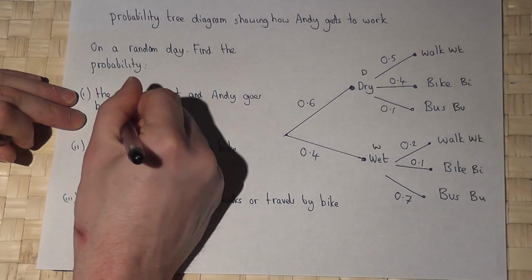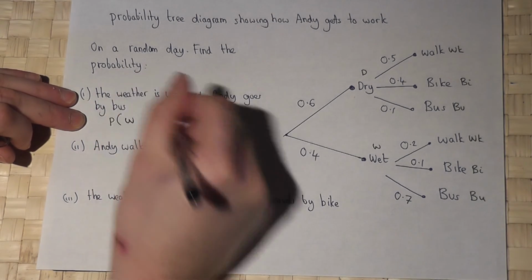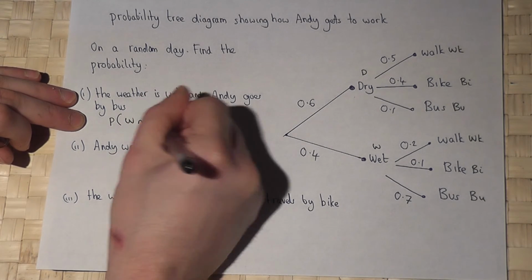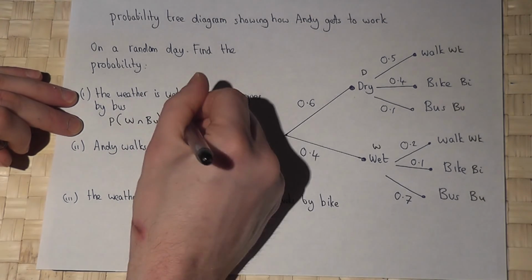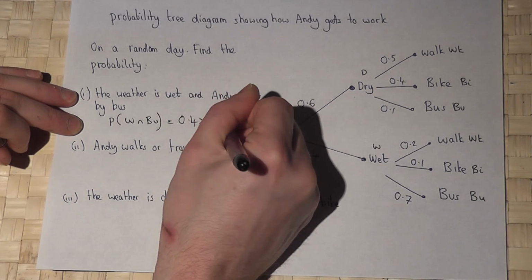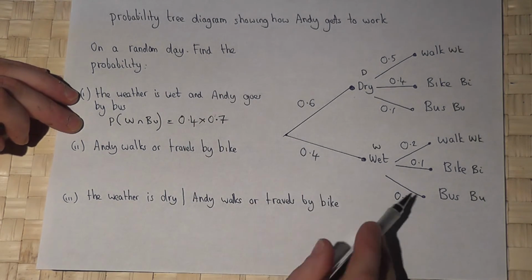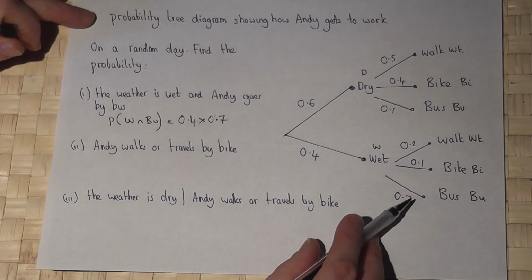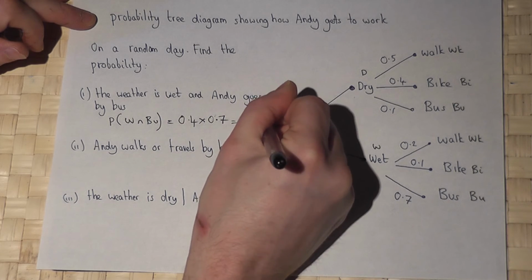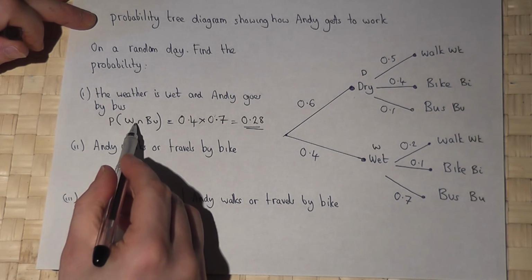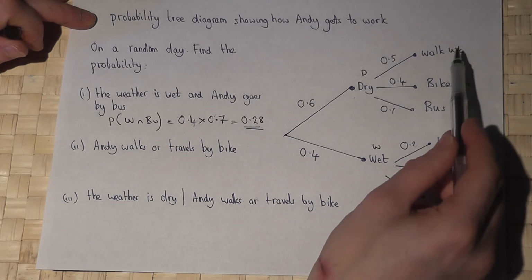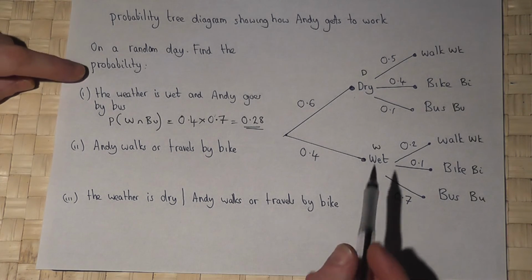So the chance of it being wet and Andy goes by bus equals 0.4 times by 0.7. So we times together the 2 probabilities, and that gives an answer of 0.28. This symbol here means and. I've abbreviated dry, wet, walk, bike and bus using these shorthand abbreviations.